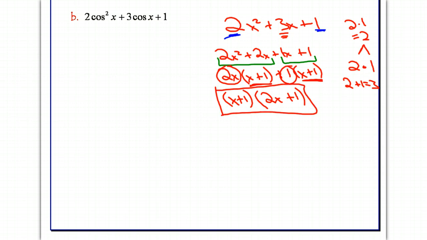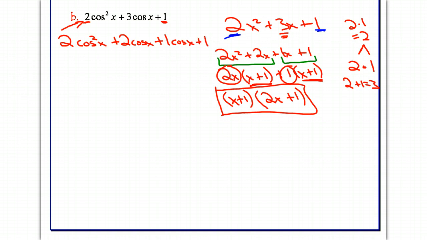Oh, wait a minute. Sorry, guys. Wrong problem. That didn't have trig in it. Now come back here, and we have to do this one. But look, it's the same exact problem. Here's your 2 times your 1 is 2. You could break it up the same way. So I'll call this 2 cosine squared of x. It'll go plus 2 cosine x plus 1 cosine x plus 1. So it's the same exact problem.